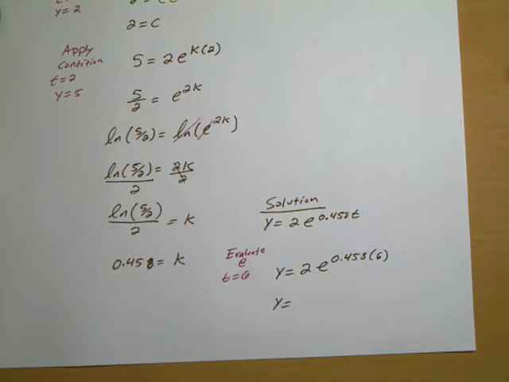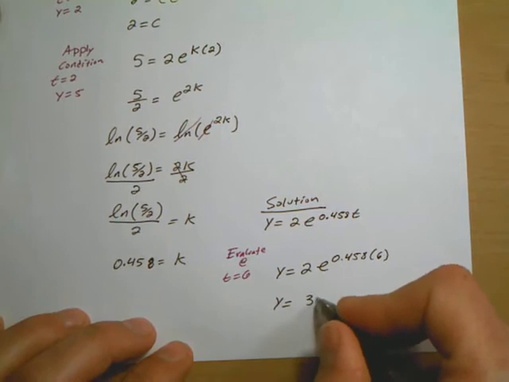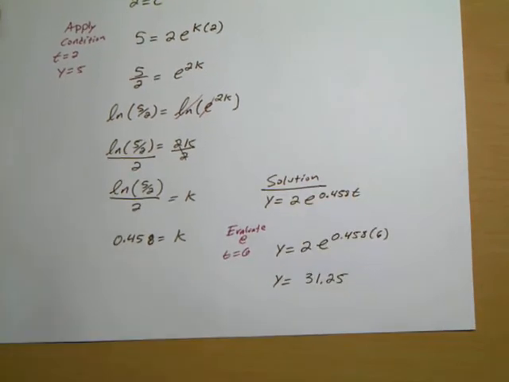So 2 e to that number times 6. And the answer I get is 31.25.